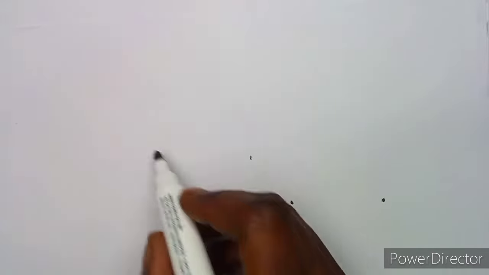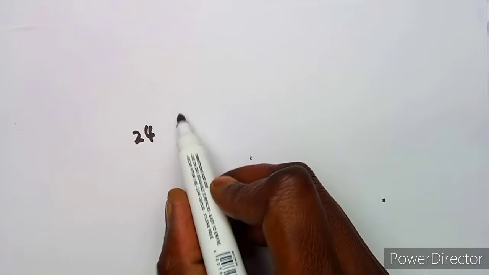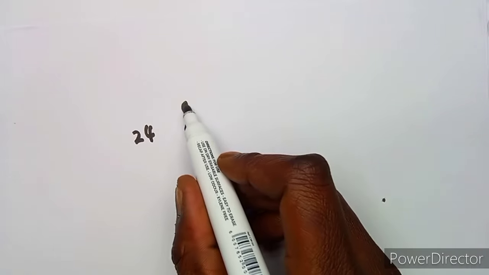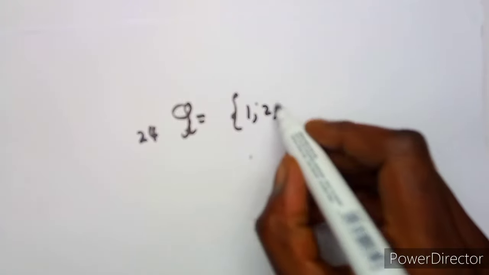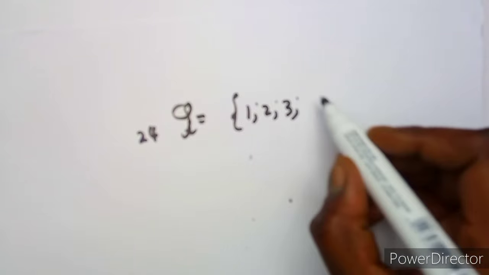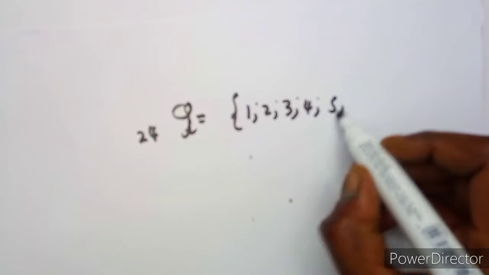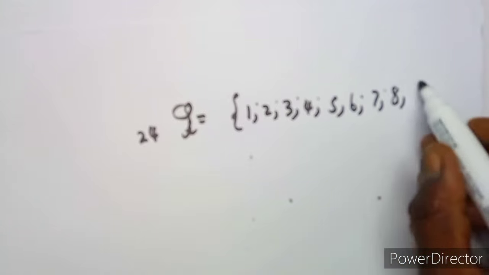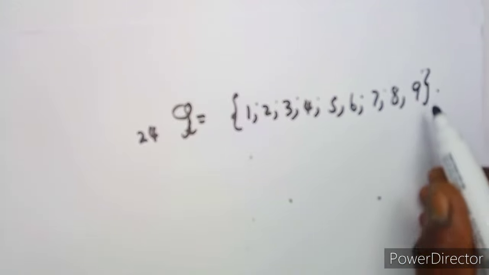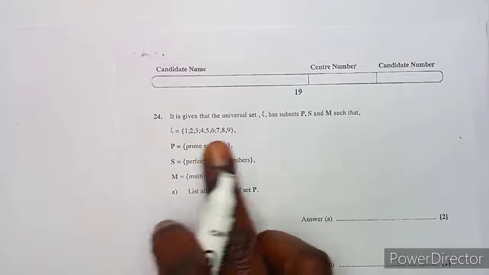Okay, so you just need to find these elements, guys. On number 24, remember the universal set, guys, take note. It's 1 up to 9. So it's 1, 2, 3, 4, 5, 6, up to 9. Up to 9, everything is there. So make sure that all these numbers are there.